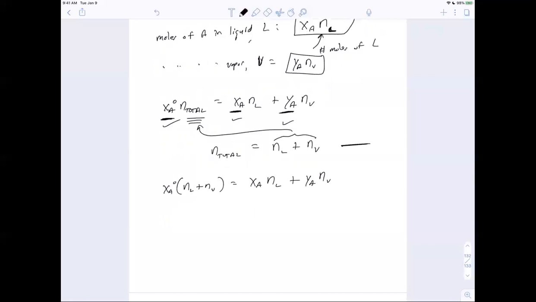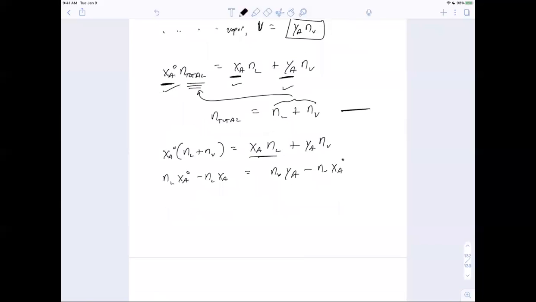So I'll bring all of the N sub L terms to the left-hand side. So I'll have N sub L times XA naught, and then this term will come over to the left. So that'll give me N sub L times XA, and then we'll have all the NV terms on the other side. So I'll have NV times YA minus NV times XA naught. Okay, that's just simple algebra.